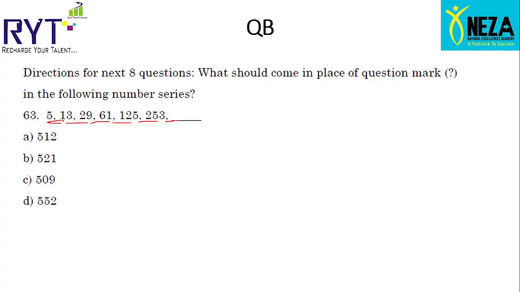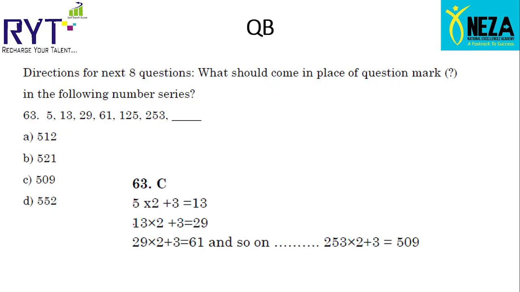If you look at this, we can feel that there is definitely going to be multiplication plus addition or subtraction. Can I say 5 into 2, 10 plus 3, 13. 13 into 2, 26 plus 3, 29. 29 into 2, 58 plus 3. So basically, we are multiplying and then adding, right?